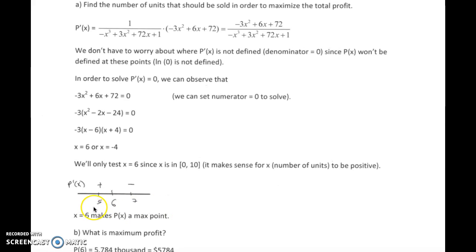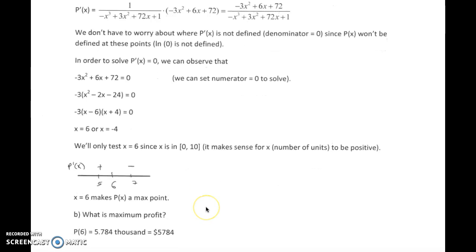What we find out is that at 5, when we plug 5 into our derivative, we end up with a positive value. When we plug in 7, we get a negative value. And remember, this makes it a maximum because we have a positive slope to the left and a negative slope to the right. So x equals 6 is a maximum point.